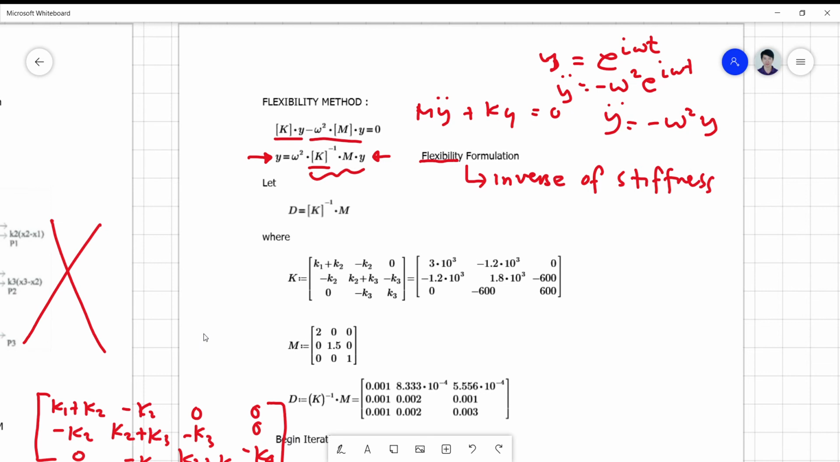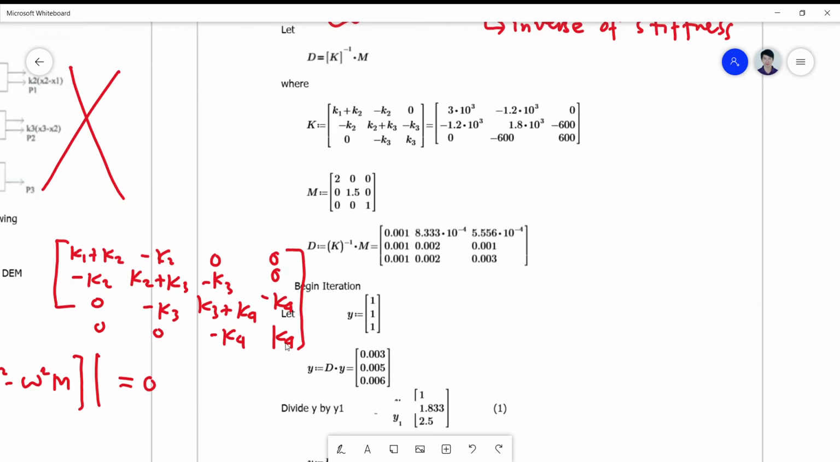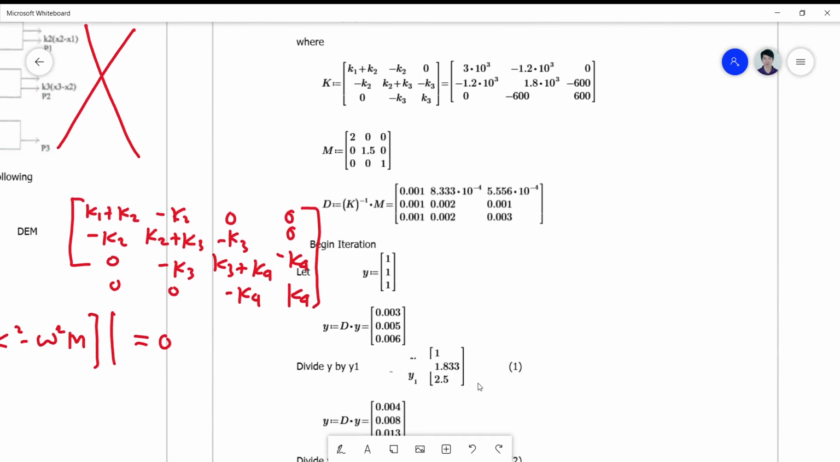So doing that, we now start our iteration, but of course we have to first deal with the k to the negative 1 m value, which is this one. This is not very difficult if you are using software like MathCAD or MATLAB or an Excel application. Begin the iteration by assuming your amplitude, your mode shapes, to be 1, 1, 1. Then your first iteration will yield this value here.